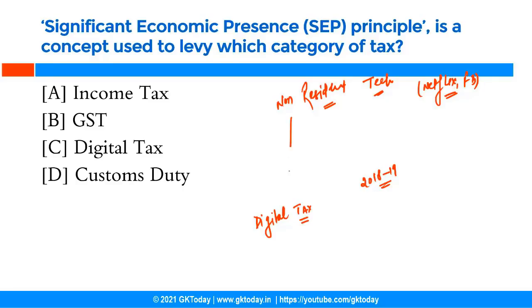So what are these limits? There is a limit of transaction and it is 2 crore rupees. And then there is a user limit. So this is monetary limit and this is user limit. That means if you have users more than 3 lakh, then you will be covered and you will have to pay tax as per these recent guidelines. In this context, this concept of significant economic presence was in use. That means you have significant economic presence in our country and therefore you are liable to pay tax in our country. And these guidelines will come in effect from 1st of April of 2022.